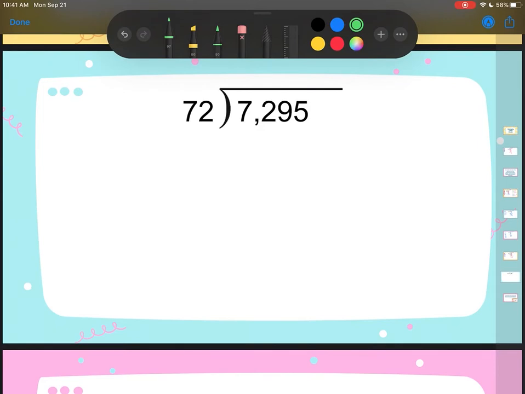Let's look at the next one. So I've got 7,295 divided by 72. Let's do the repeated addition on this one as well. So 72 couldn't go into 7, but it can go into 72, right? 72 goes into 72 exactly once. 1 times 72 is 72. I subtract and I get 0.